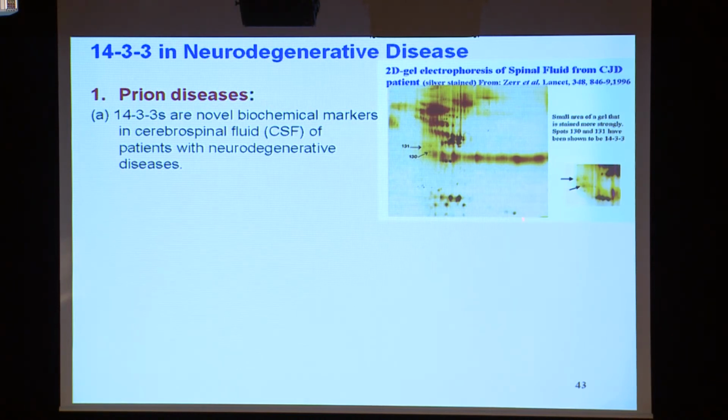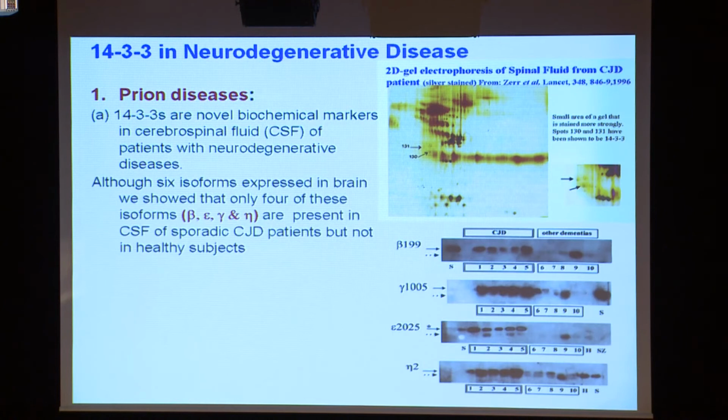This is first shown by a two-dimensional protein mapping, where two spots of protein here, you see them in more detail here. These proteins are absent from spinal fluid of healthy subjects, but present in patients with CJD. And we showed that these two spots correspond to 4 isoforms of 14-3-3 in the spinal fluid of sporadic CJD patients, but not in healthy subjects. And this is a Western blot showing the isoforms present in CJD patients, but not in healthy patients.